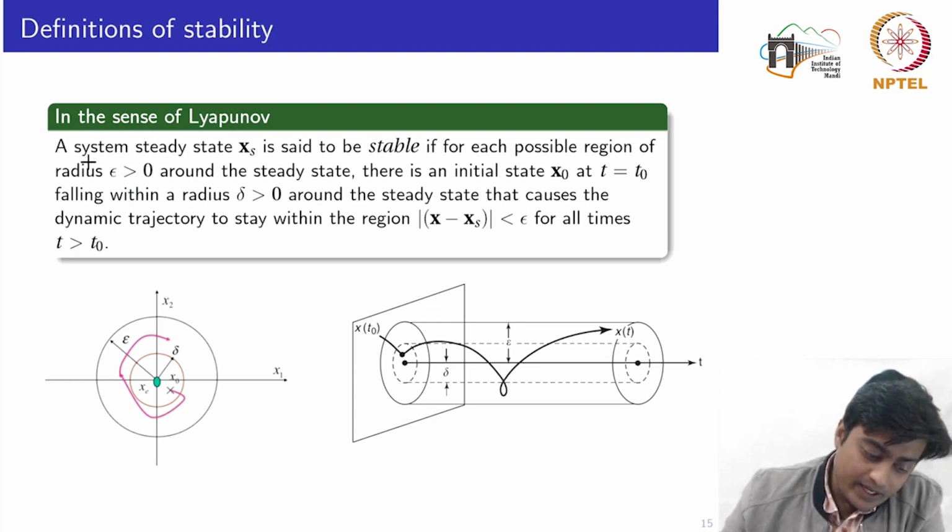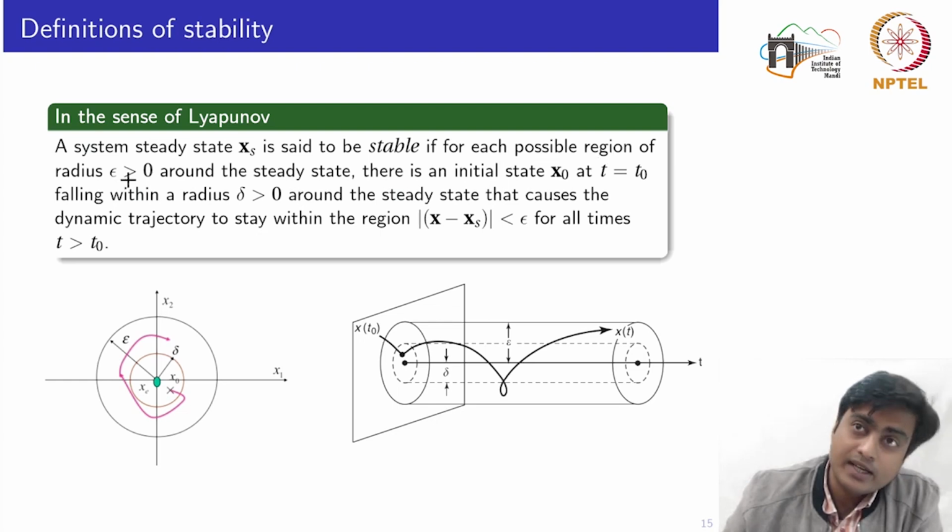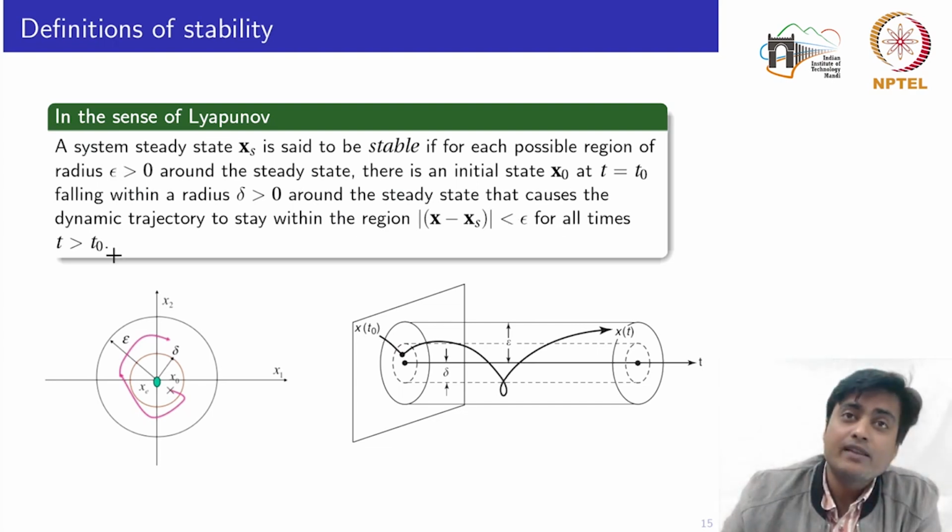So in the sense of Lyapunov, we can define that a system steady state xs, and for the simple pendulum we have two steady states in the interval 0 and pi, is said to be stable if for each possible region of radius epsilon, a positive epsilon, around the steady state, there is an initial state x naught at t equal to t naught falling within a radius delta, which is again a positive number, around the steady state that causes the dynamic trajectory to stay within the region. The absolute value of the difference between x and the steady state is less than the given epsilon, for all times t greater than t naught.